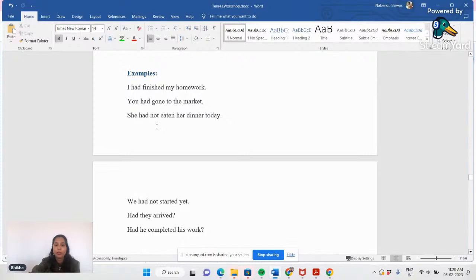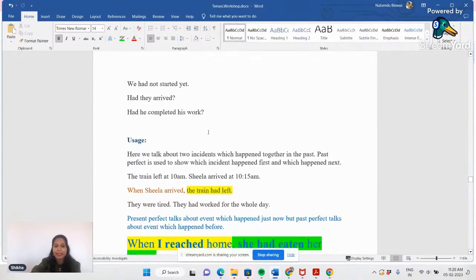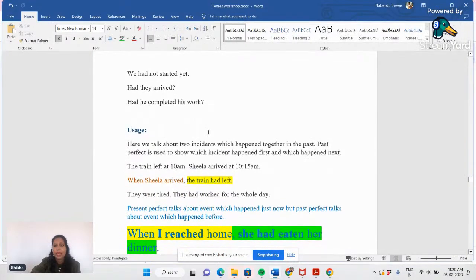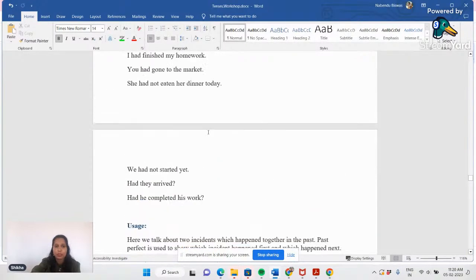She had not eaten her dinner. So here we are not using did, because we have used had already in its past form. She had, and we are only using not plus the V3 form of the verb, that is, eaten her dinner. We had not started yet. So these two sentences are in their negative form.